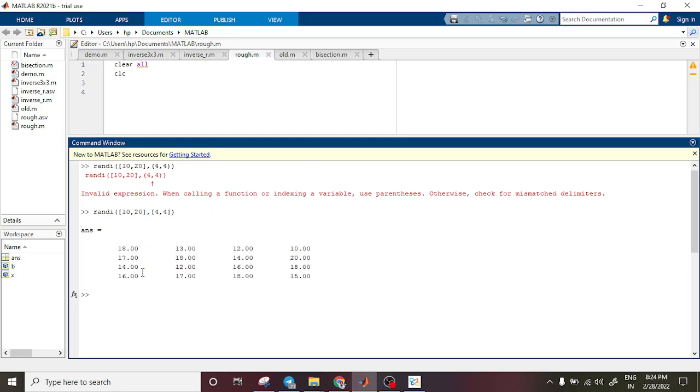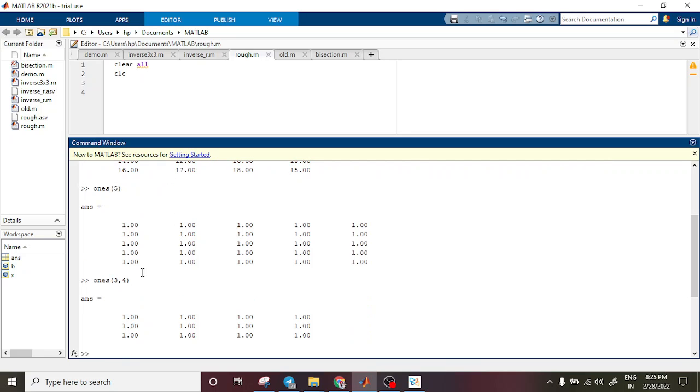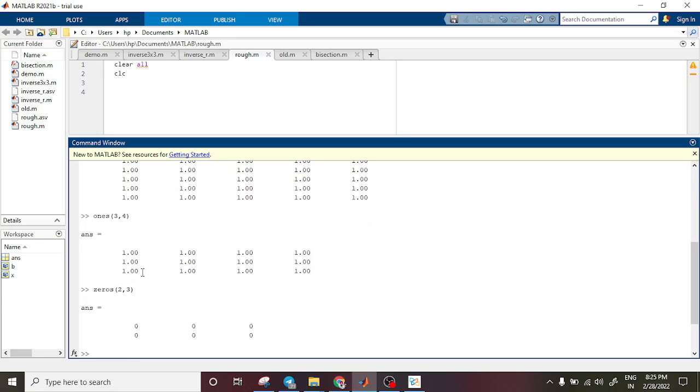Then I have to use the matrix of ones. What kind of matrix? 5 into 5, so write down only 5. If you want a particular matrix, for example a 3 into 4 type of matrix, write down 3 into 4. Now you can see that this is 3 into 4. Now the matrix of zeros is a 2 into 3 type of matrix, right? So now you can take 0.